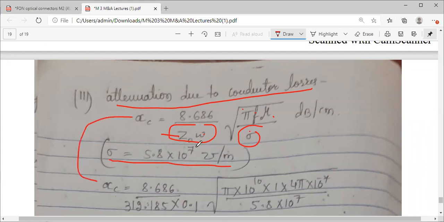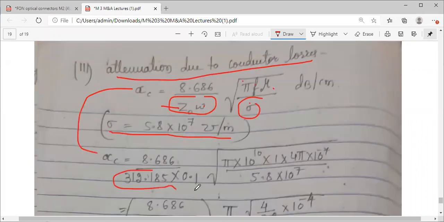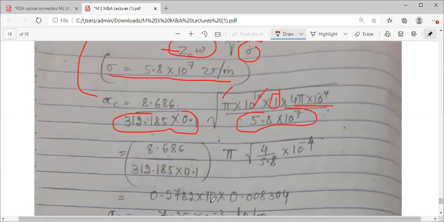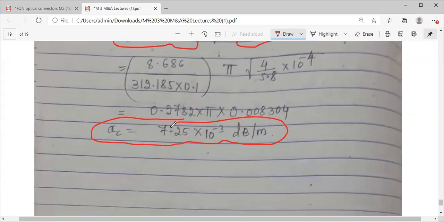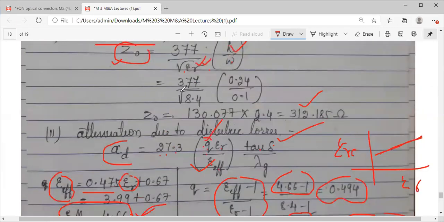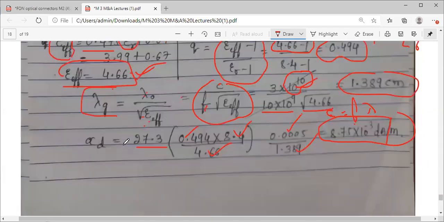So taking that, alpha C, I've substituted it for Z naught and W. Here pi, frequency and mu. Mu is mu naught into mu r. Mu naught is 4 pi into 10 raised to minus 7 and mu r for non-magnetic is equal to 1. I have taken the sigma value for copper. Substitute all the values. I have done it step by step. I have got it as 7.25 into 10 raised to minus 3 dB per meter. So please express the answers in dB per centimeter also. That would be better. So I have calculated three: the first one, Z naught, then alpha D, then alpha C.